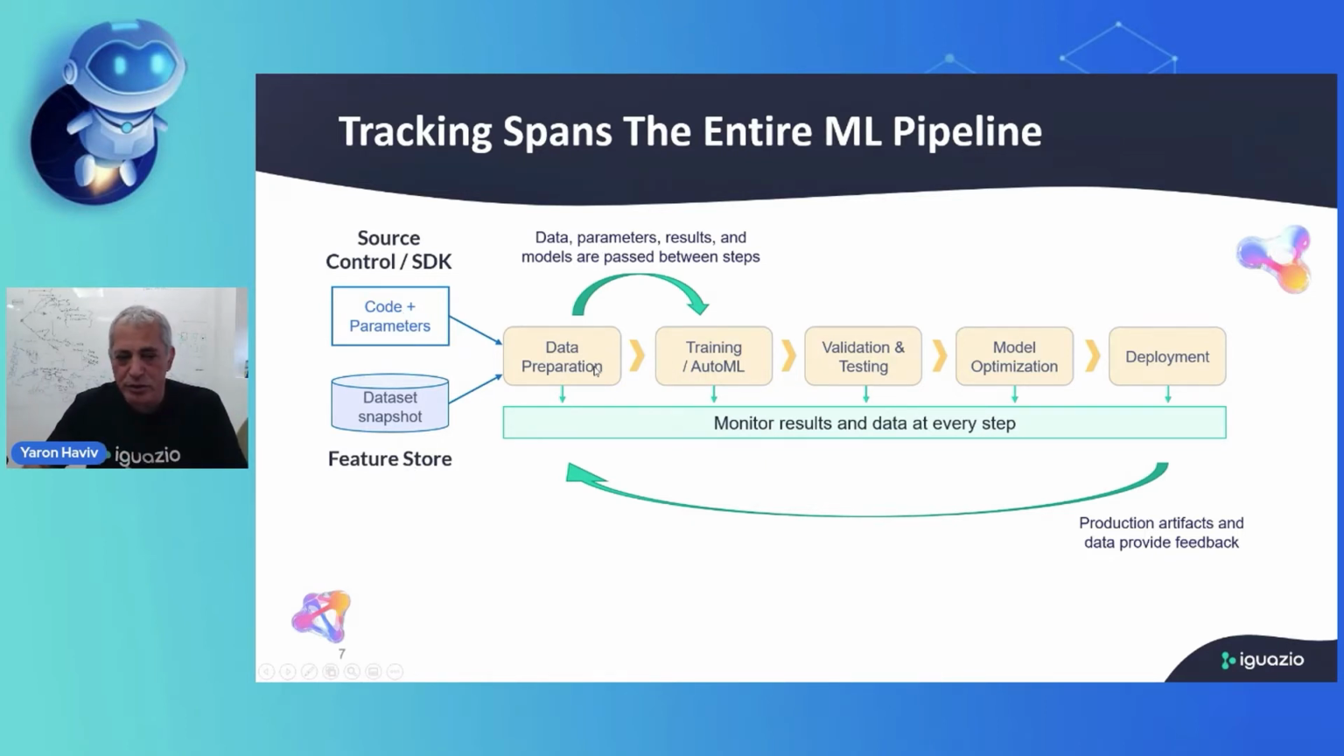The first step is usually doing data preparation and then doing training and validation. In some cases, we're doing model optimizations. We may do the deployment, and each of those steps needs to be monitored. And in some cases, we're actually passing parameters and artifacts from one step to another. For example, we're doing data preparation, we take the data, we push it into the training. So we need to be able to monitor not only a single step, but something which is distributed.